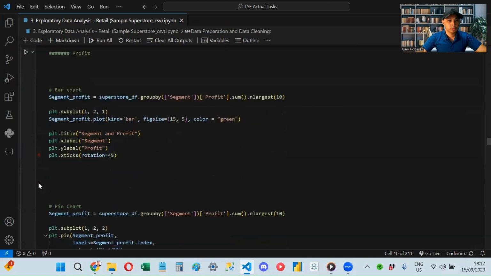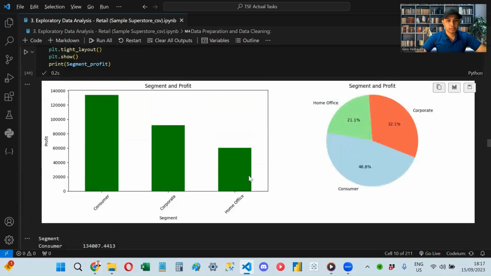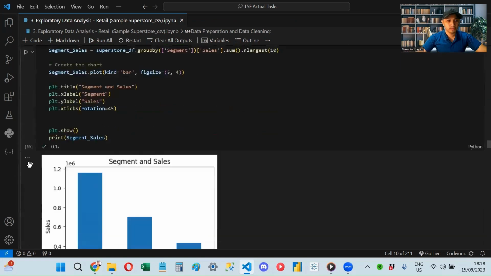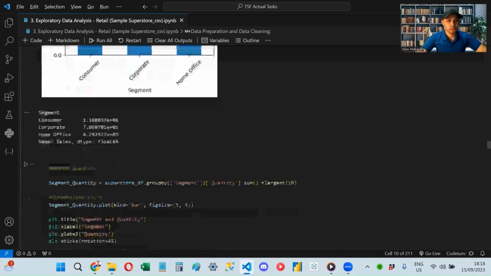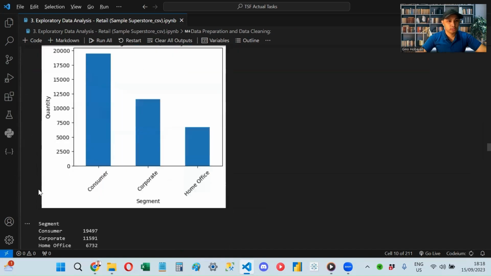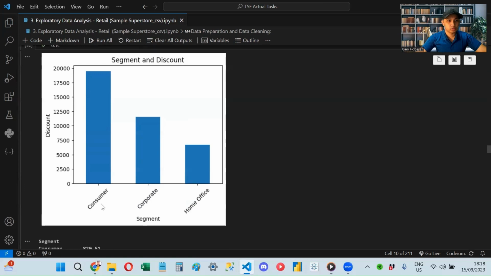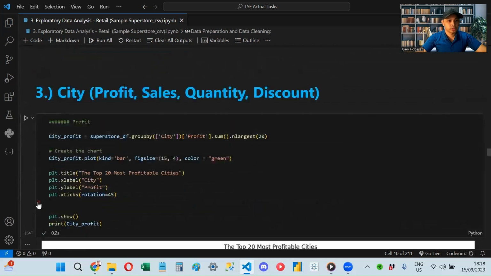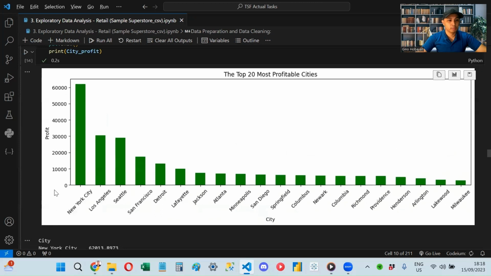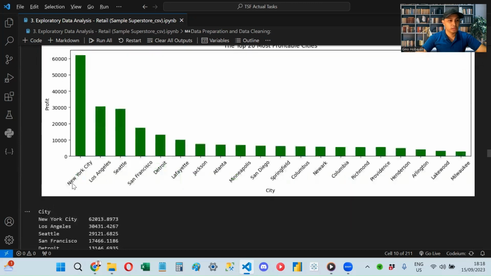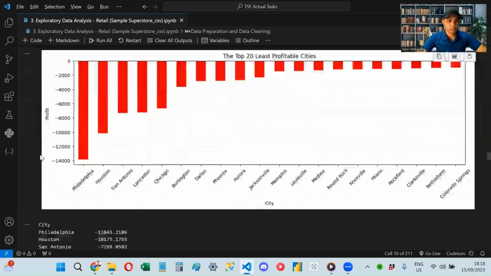For segment, number 2, the most profitable segment is consumer, followed by corporate, and the least is home office. Sales, it's consumer. Quantity, it's consumer. And for discount, consumer. For city, these are the top 20 most profitable cities, and you can clearly see that New York City is very profitable, even compared to LA. It has more than double the profit. And here, the top 20 least profitable cities with Philadelphia, Houston, San Antonio.